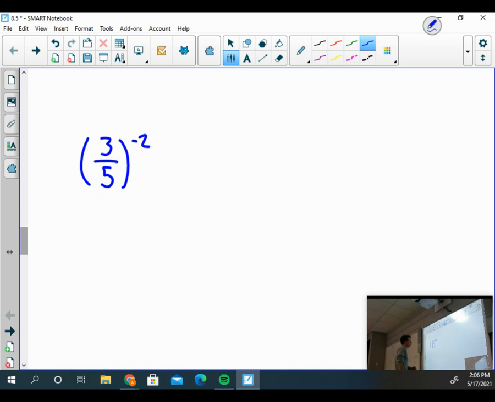So looking at this one, again, use your exponent rules. Distribute that -2 to each part of your quotient.